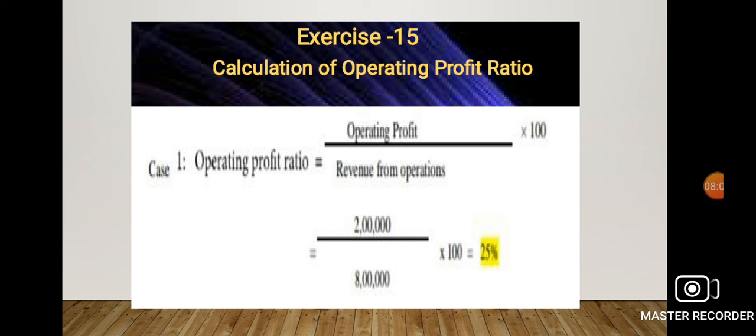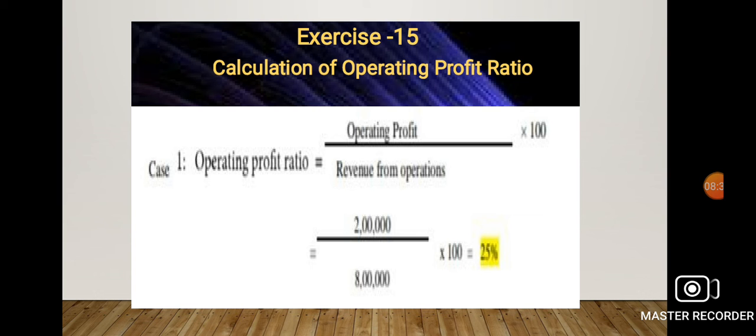Operating profit is revenue from operations 20 lakhs minus operating cost rupees 14 lakhs. So 20 lakhs minus 14 lakhs, we get rupees 6 lakh. This value is known as operating profit. Therefore, operating profit ratio is 6 lakh divided by 20 lakh into 100. So we get 30%. This is the operating profit ratio.